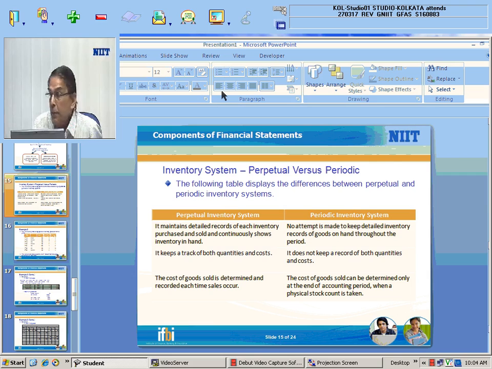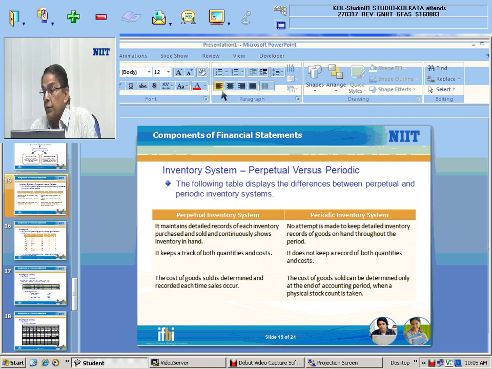So this is not really a part of IAS 2, but it is important from a knowledge perspective. Nowadays, most of the companies are maintaining computerized inventory, hence the perpetual system is widely followed.